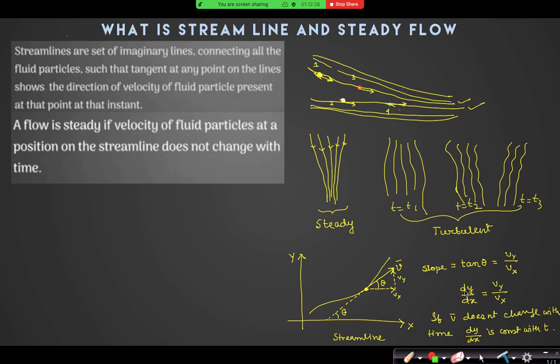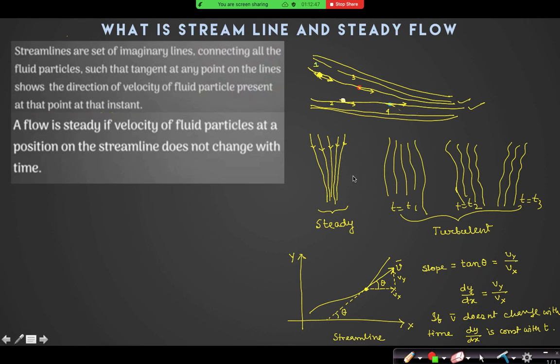You may say that slope is constant means the velocity's direction, everything, the path is constant, so it's steady. So in steady flow, is that statement correct, that in steady flow, the dy by dx is constant everywhere?